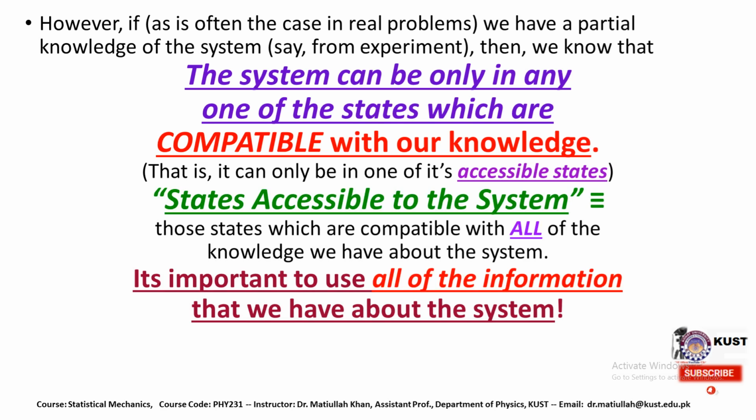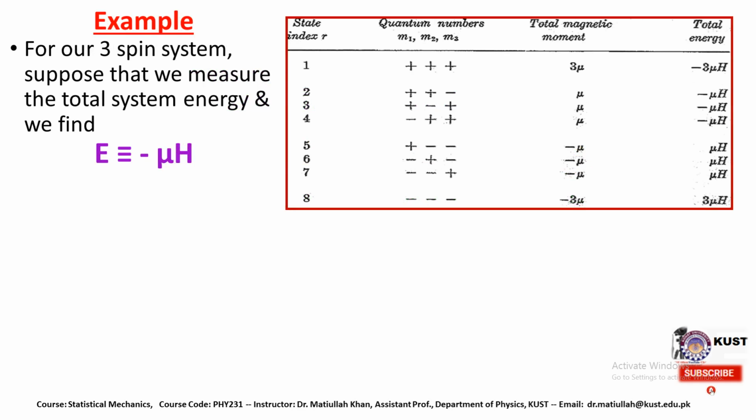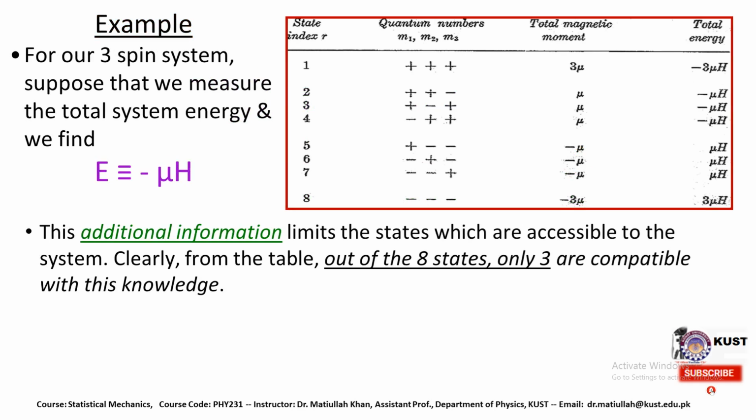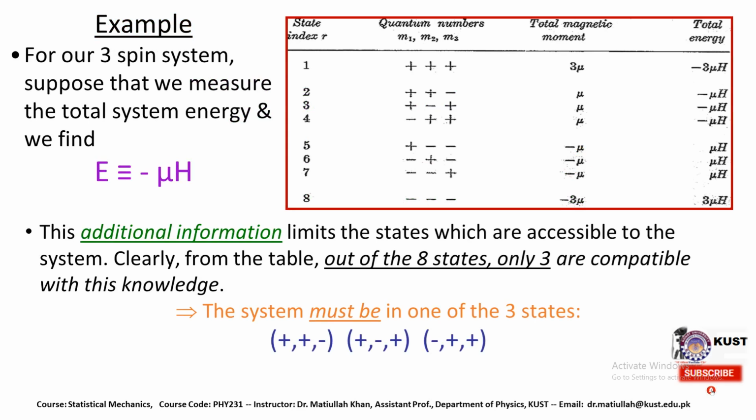If we have 6 states, or 8 states, or 10 states, depending on the number of particles, all these states are accessible to this particular system, and the probability of each is equal. So it is important to use all of the information that we have about the system. This is the simple problem we have, and it gives us a simple explanation of that.